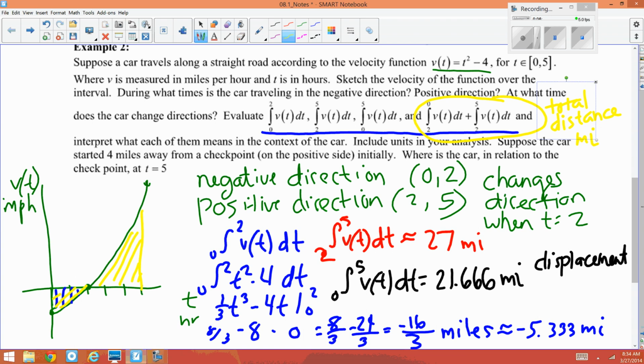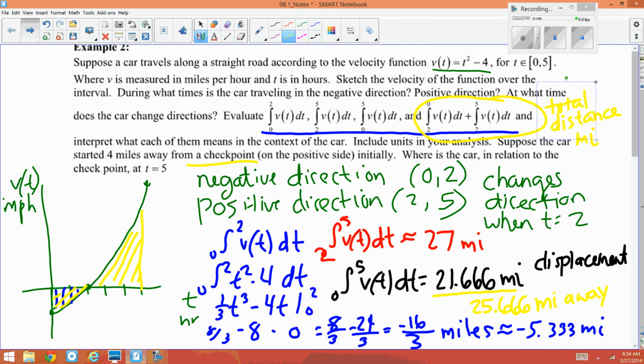And then our last point, suppose the car started 4 miles away from the checkpoint on the positive side. Where's the car in relation to the checkpoint at t equals 5? Well, since it went overall 21.666 miles over that distance, because it started at 4, went backwards some, and then it came back towards that positive direction, we're just going to add 4 to that. So it would be 25.666 miles away from the original checkpoint.